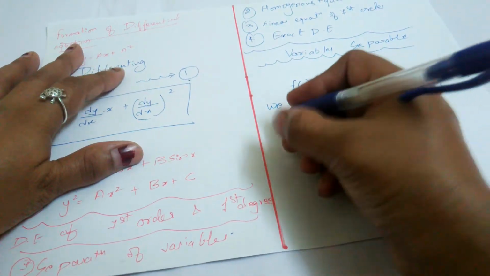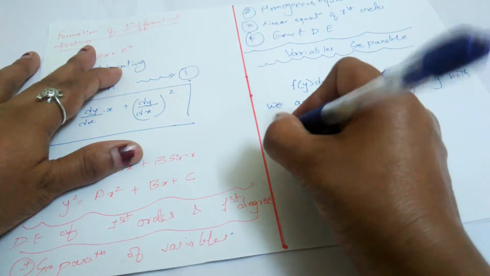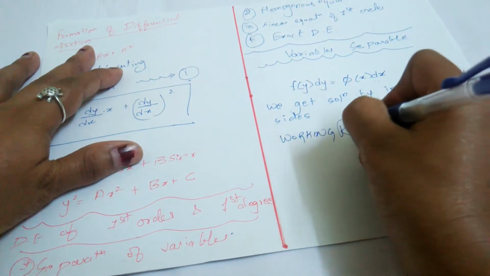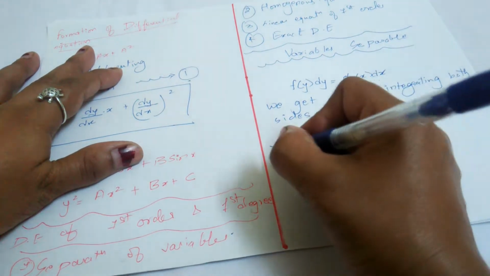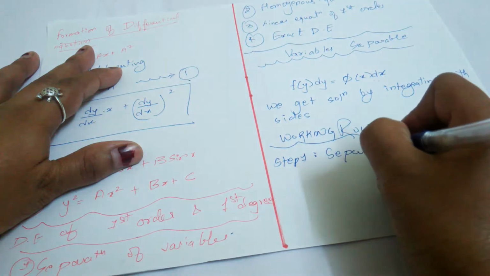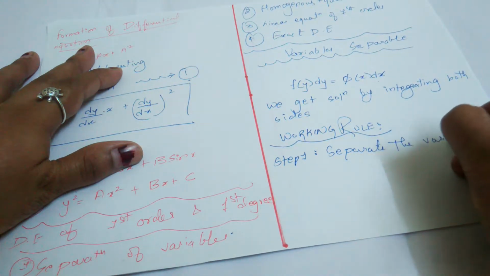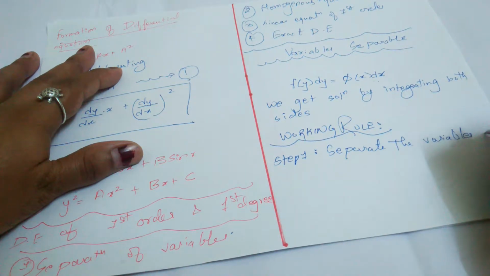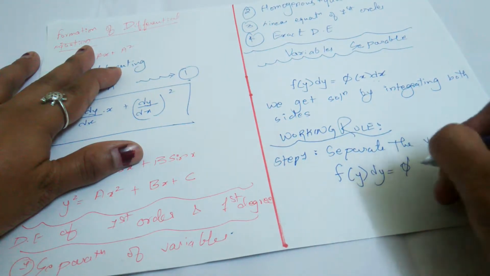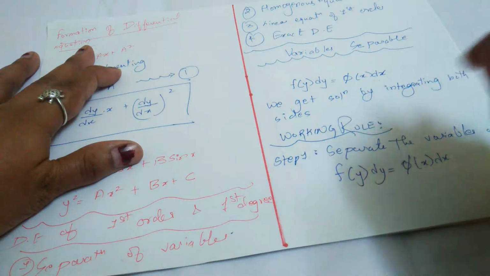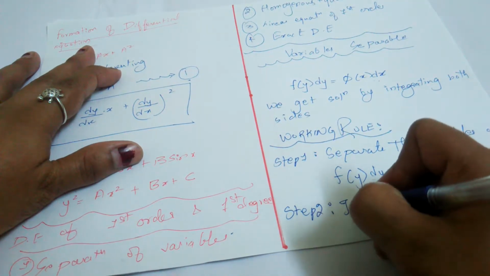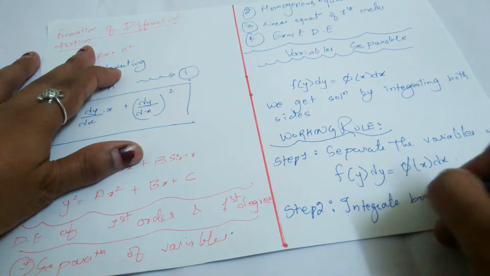Let us write the steps for solving by separating variables. Let me write it as the working rule. Step number 1 is to separate the variables. How do we separate them? Like this: f of y dy is equal to phi of x dx. Step number 2 is to integrate both sides.